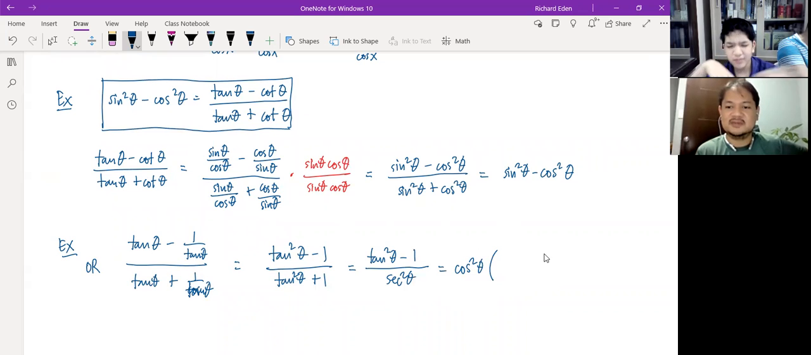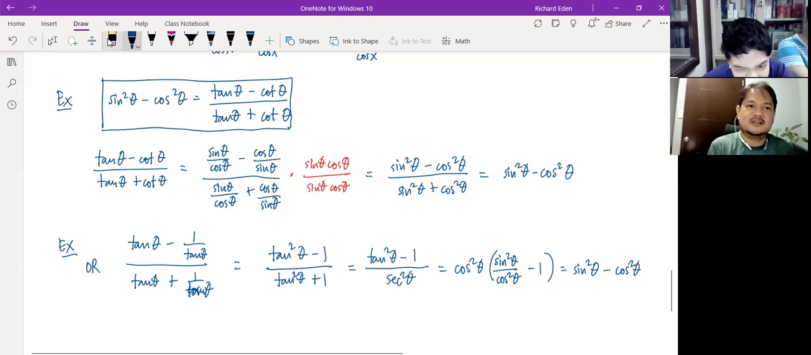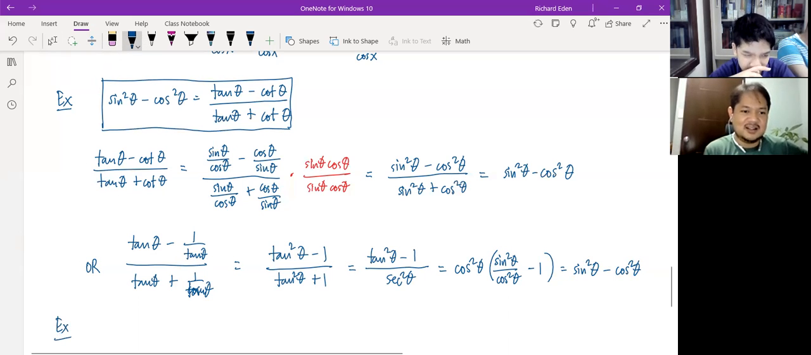Opo. And then times tangent squared theta minus, what is, minus, yeah. Tangent squared minus 1. Minus 1. And then, what is to be proved? Ah, yun naman po pala. Same naman. So, yun, it's just, yun naman po. It will just cancel out. So we're gonna end up with the same sine squared theta minus cosine squared theta. Alright.